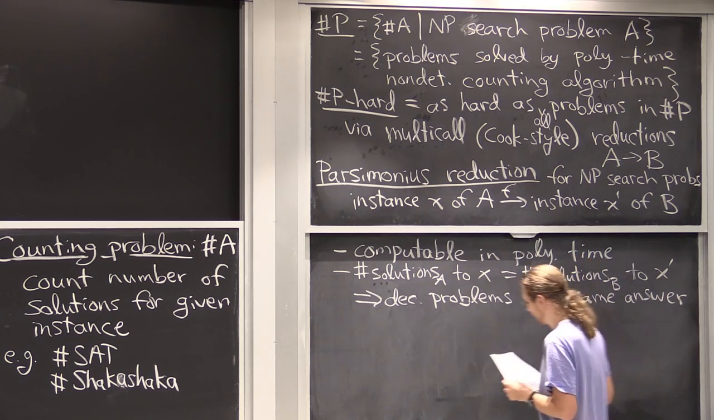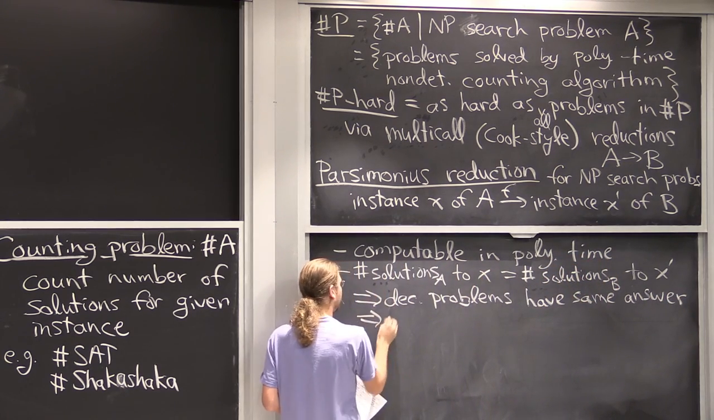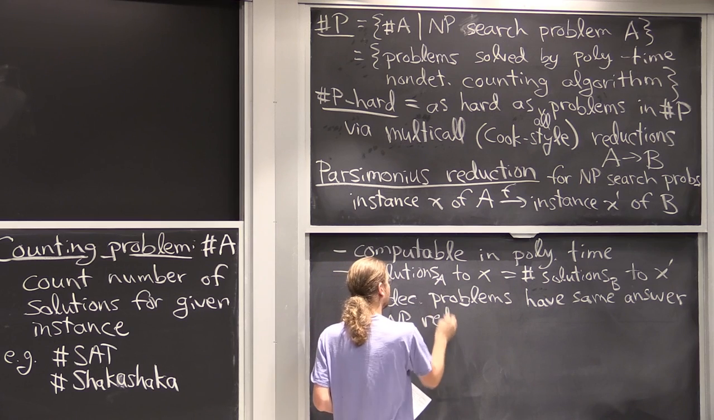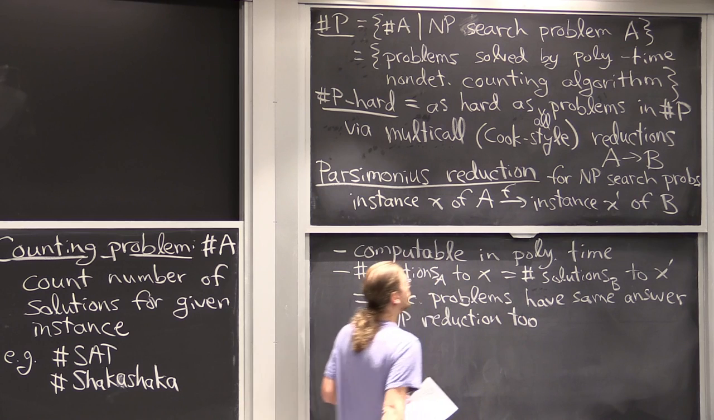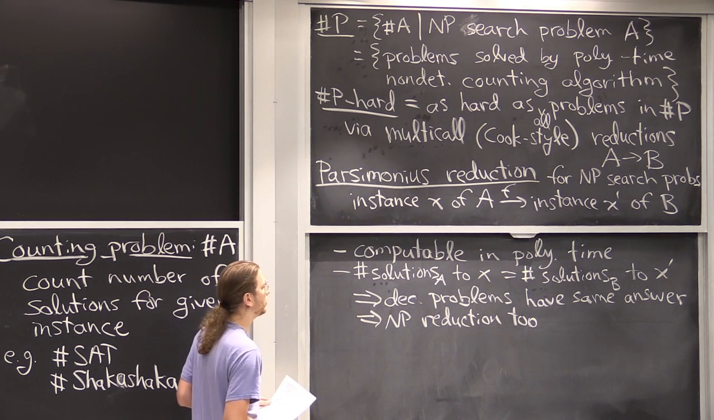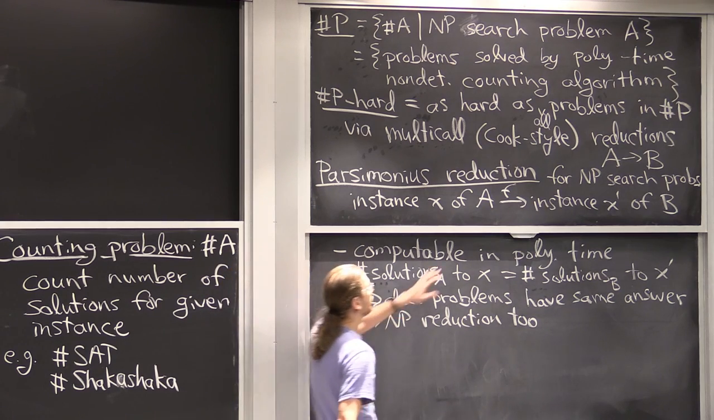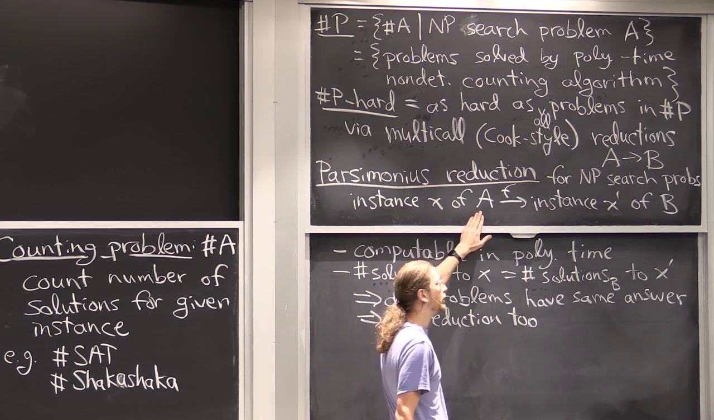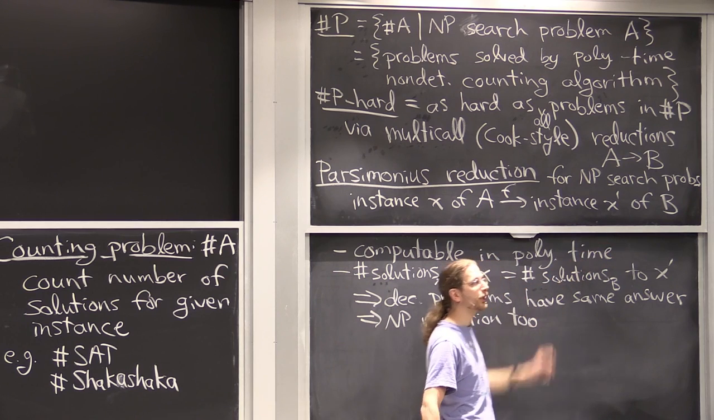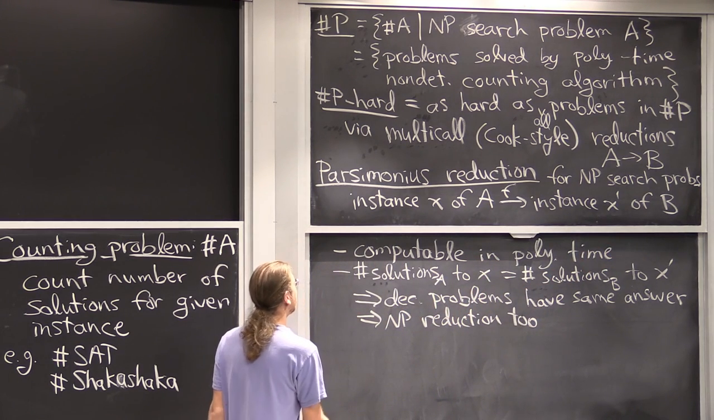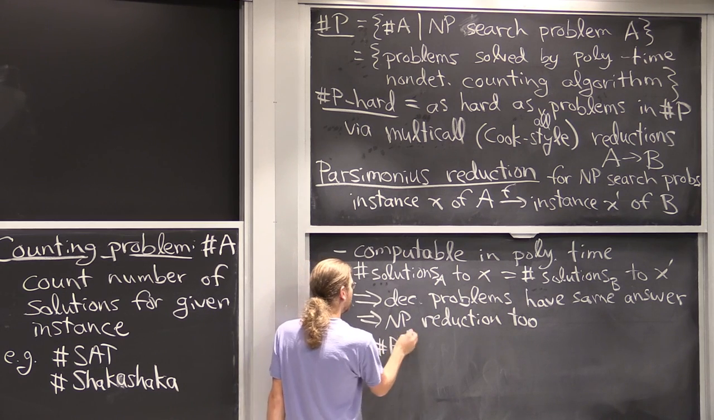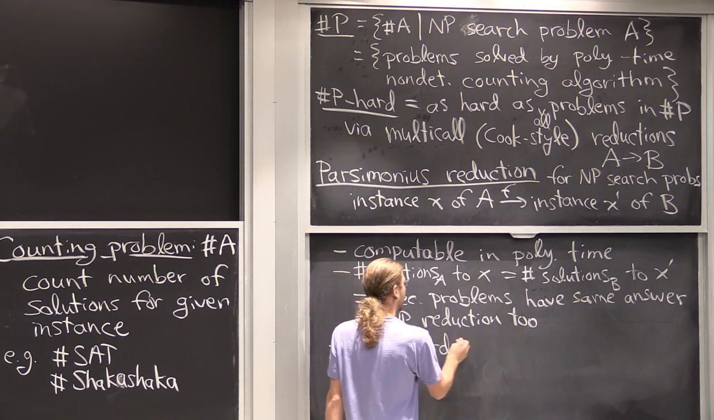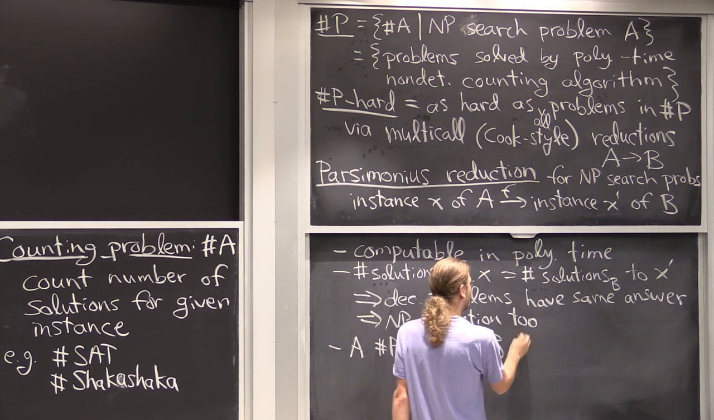So in particular, this implies that we have an NP reduction. In particular, if the decision version of A is NP hard, then the decision version of B is NP hard. But more interesting is that if #A is #P hard, then #B is #P hard.